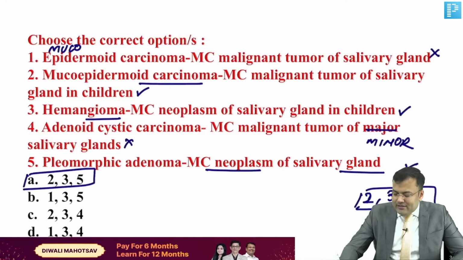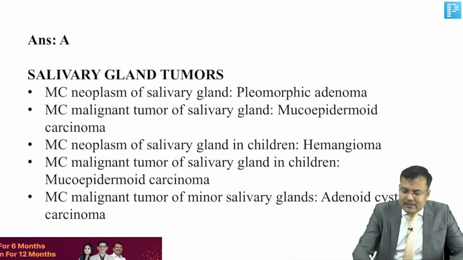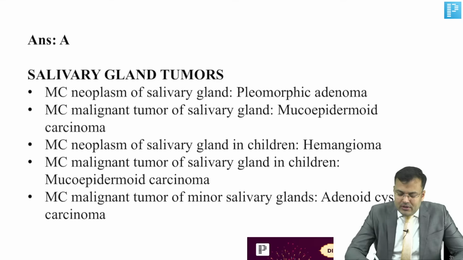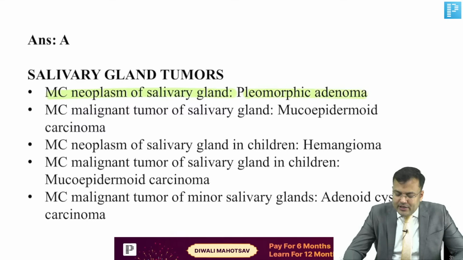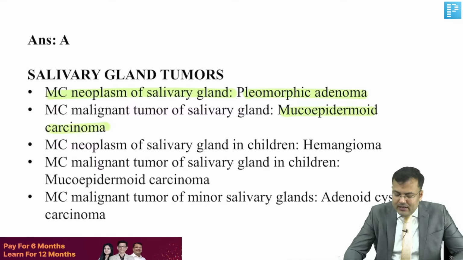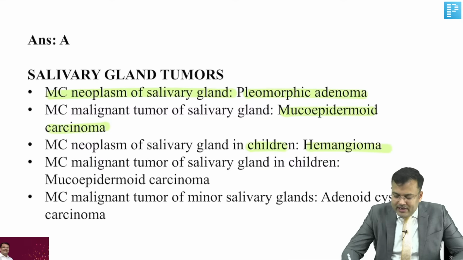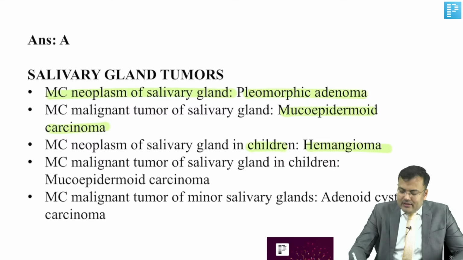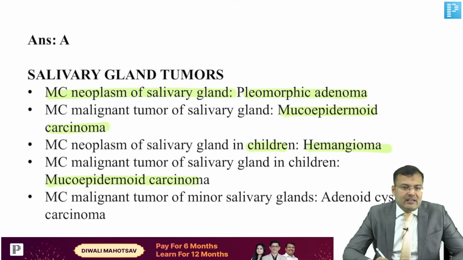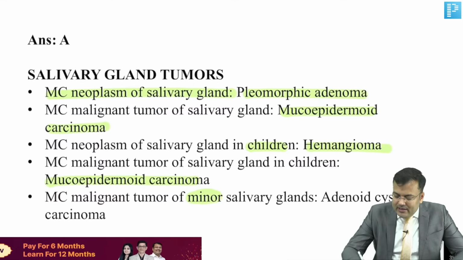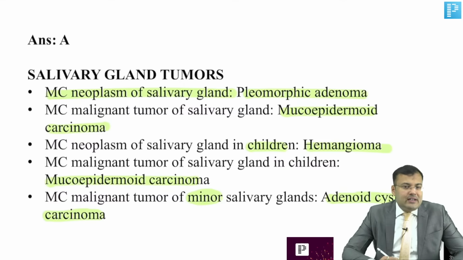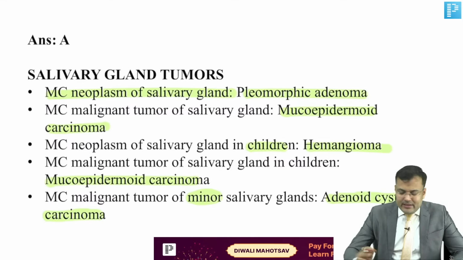Okay. Now, see the next question, guys. Very easy. Let us discuss the options. Important questions related to salivary gland tumor. What is the most common neoplasm? Pleomorphic adenoma. We discussed the most common malignant tumor of salivary gland, mucoepidermoid carcinoma. In children, the most common neoplasm is hemangioma. Most common malignant tumor of salivary gland in both children and adults is mucoepidermoid, and the most common malignant minor salivary gland tumor is adenoid cystic carcinoma. Easy. These are one-liners which are asked.